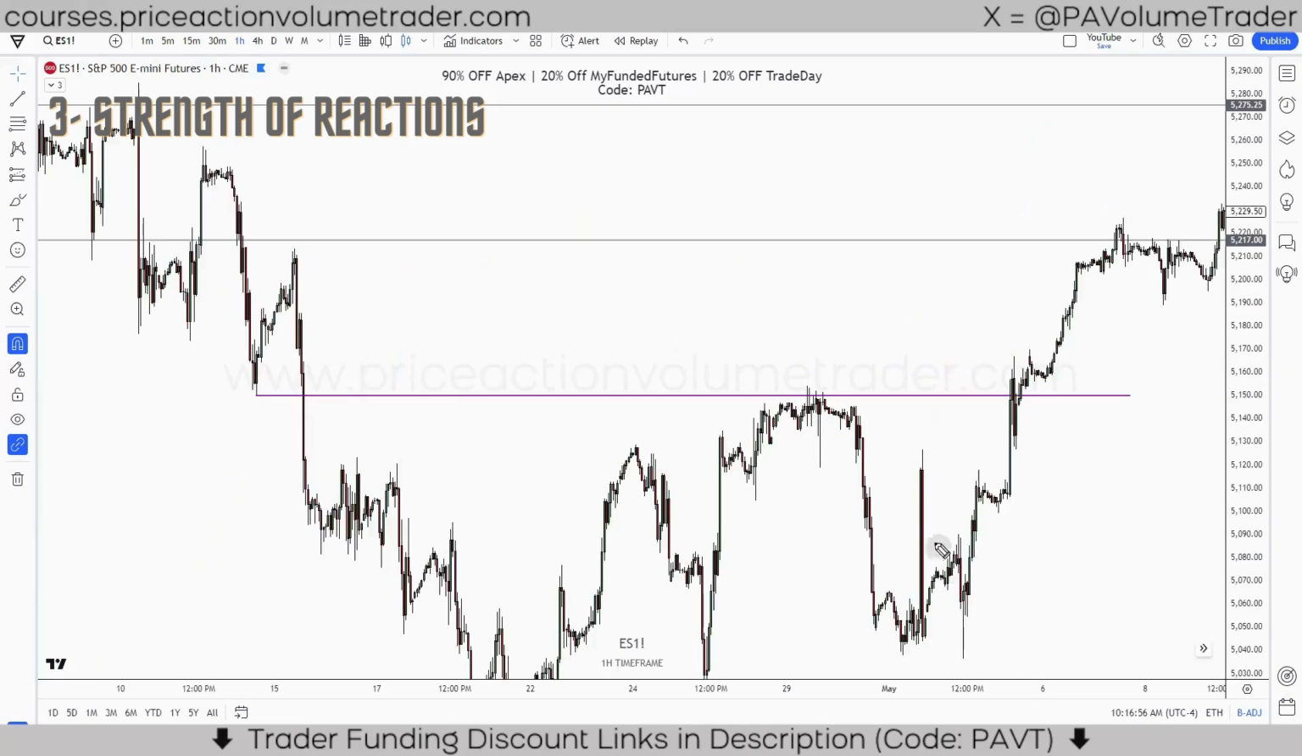An example of a level that I would discard would be, for example, this one right here, 51.50. You can see we had some very good reactions off this level, but then when we came here, we did chop around this level a lot. So then this level for me just loses significance because we did not have very clean reactions off of this, and we just chopped around a lot on this level right over here.